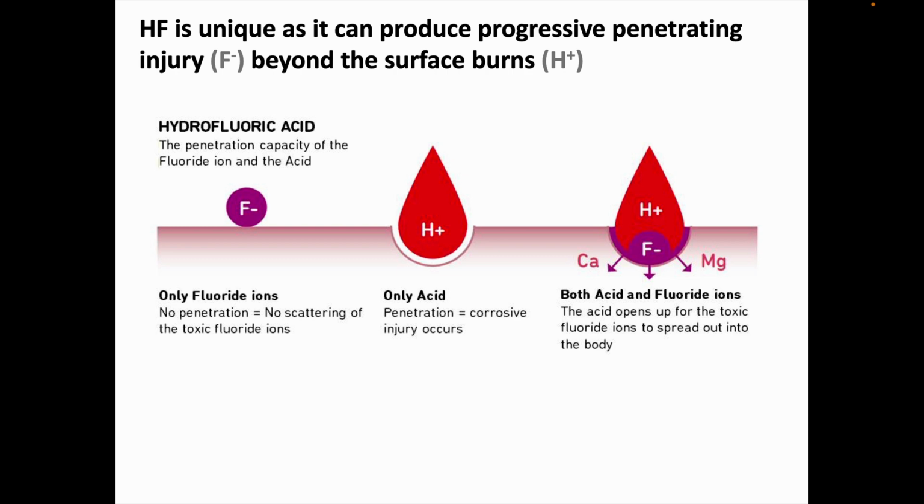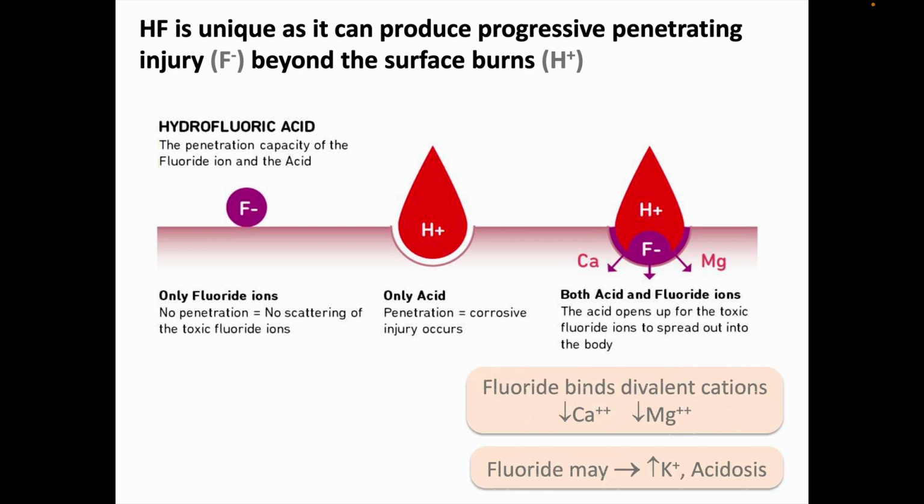of penetration. HF will cause surface burns like the other acids, although HF is not an especially strong acid from the perspective of how many free hydrogen ions it contributes to the solution. HF penetrates more deeply into the tissue, acting more like alkali burns, which more typically cause progressive penetrating injury. So the fluoride ions penetrate more deeply into tissue, causing additional toxic effects. Fluoride binds to divalent cations like calcium and magnesium, so hypocalcemia and hypomagnesemia may occur. Fluoride also induces release of potassium, and systemic fluoride toxicity can also result in metabolic acidosis.